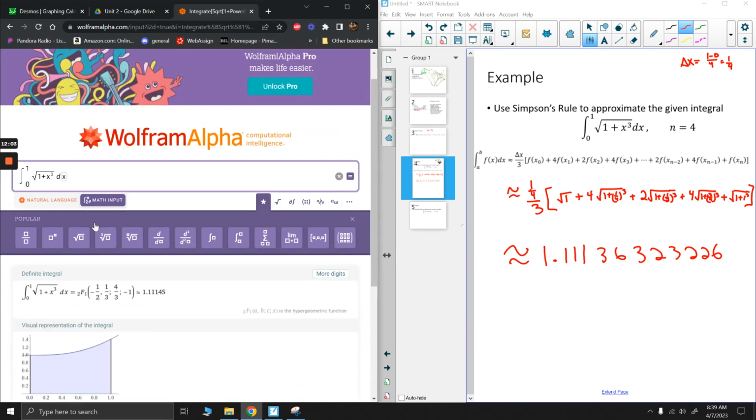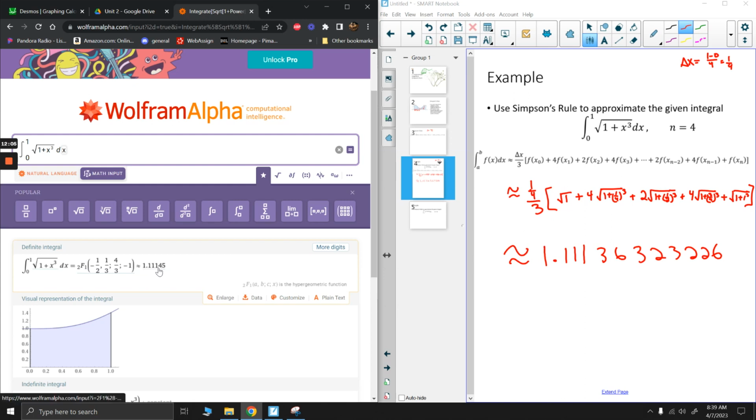And we can find this integral, which is 1.1114 or 1.111. I mean, that's pretty darn good, especially when you consider the fact that we are only using 4 intervals. That is pretty darn close, and that goes to show that Simpson's rule is actually pretty darn good for such a simple function. Like, it's a really simple thing, and it actually works quite well.